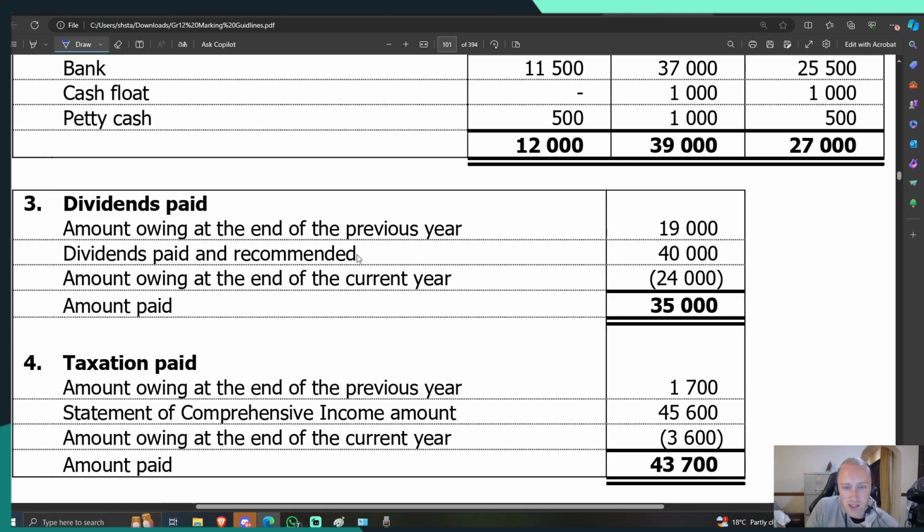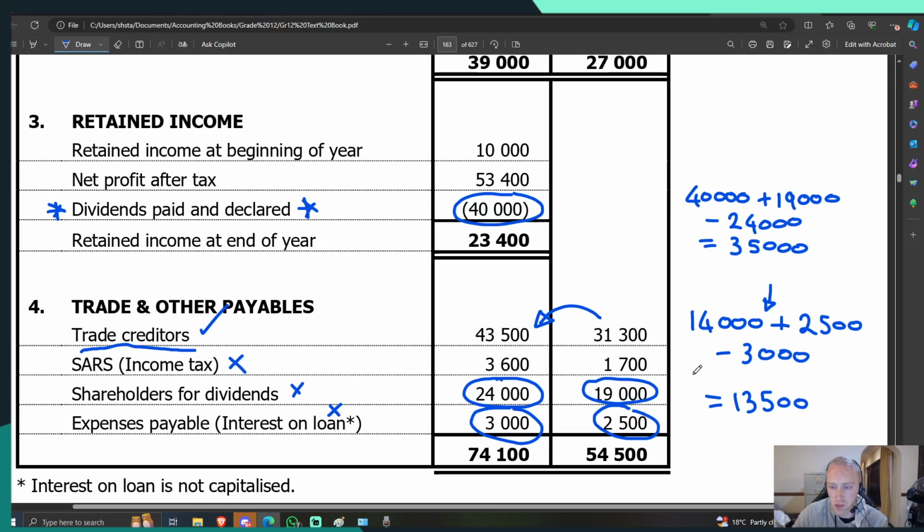Amount owing at end of previous year, 19,000. Dividends paid and recommended, 40,000. That's the total dividends for this year. Amount owing at the end of the current year, 24,000. You sum those and you get 35,000, which is what we also calculated together on the question paper, which is here. See, there it is, 35,000.